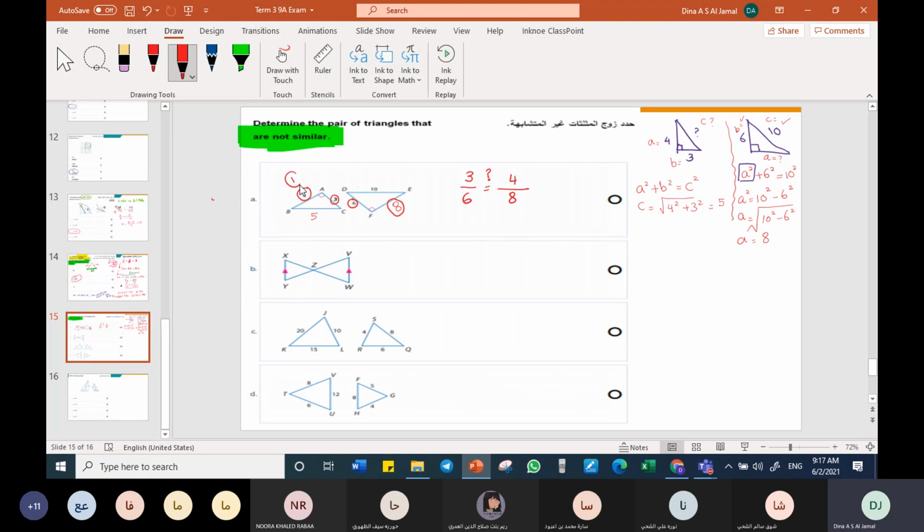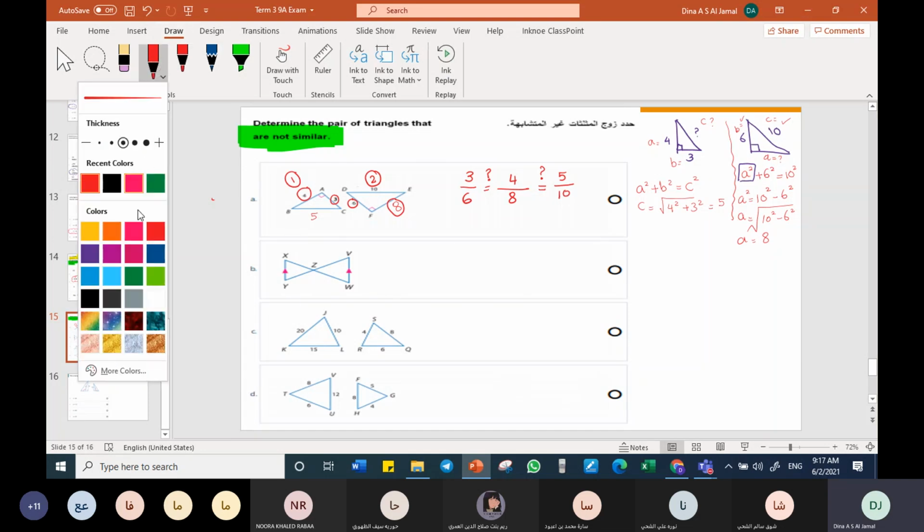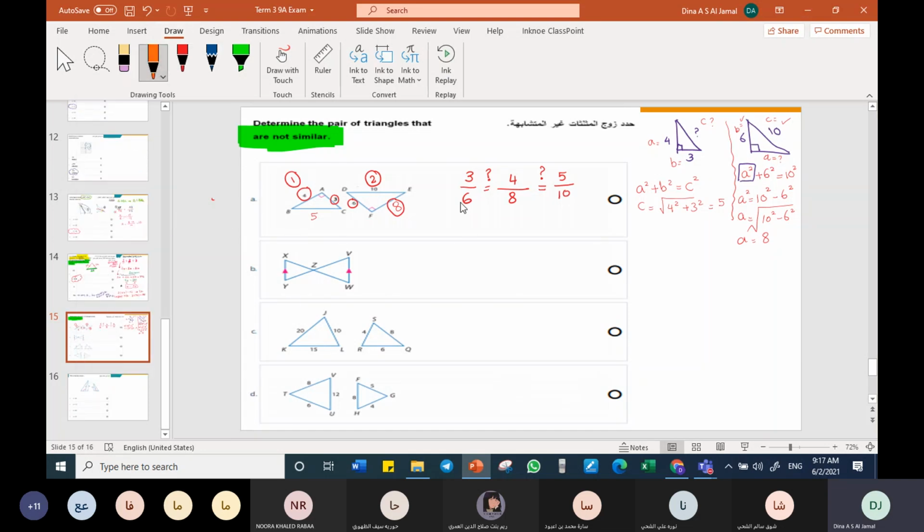So I'm starting from this triangle, I'm going to this triangle. Is it equal to 5 over 10? Now let's have a look. You will need to find each ratio. 3 over 6, 1 over 2. Half and half. Excellent. So all the ratios are the same, equal. That means yes, it is proportional.